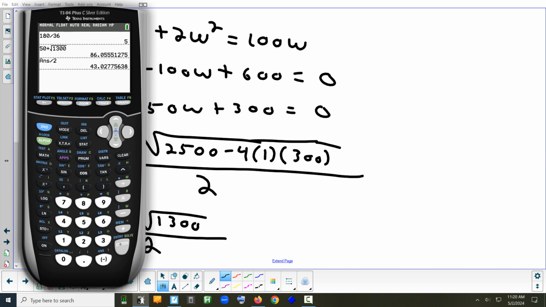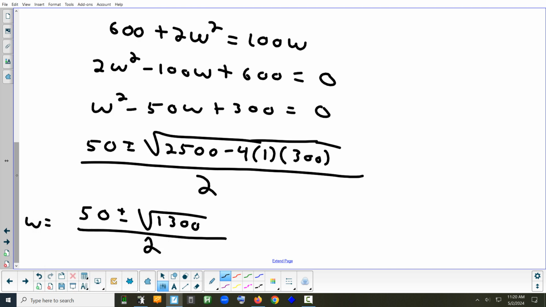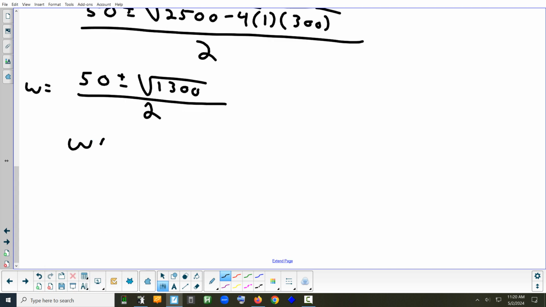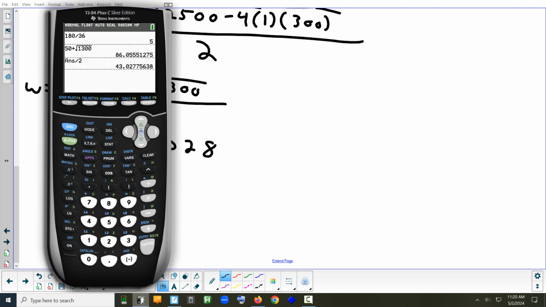43.02, we'll say 028. It can't be the other one, because the other one before it would turn out negative. You think it would turn out negative? I'm pretty sure it would. No, because if it's increasing it by 36, 36 is not bigger than 50, meaning it can't make it negative. So 50 minus the square root of 1,300 is still positive.